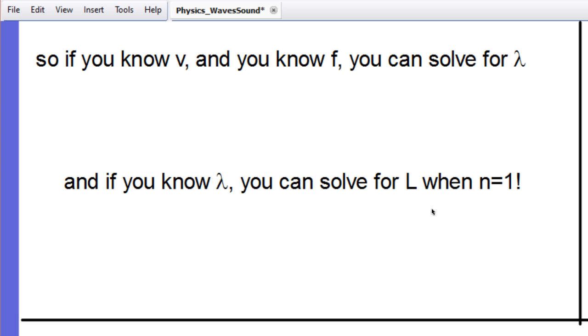Which means if you know the speed, and you know the frequency, because you chose it, you can solve for what wavelength you need. And if you know the wavelength, you can use those equations I just gave you to solve for the length.